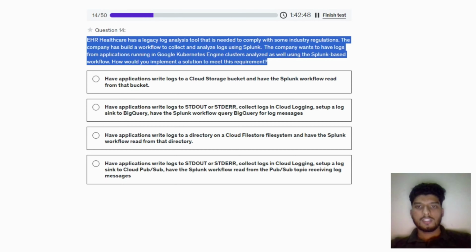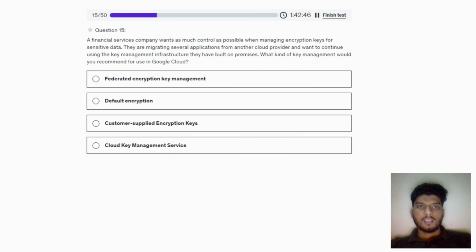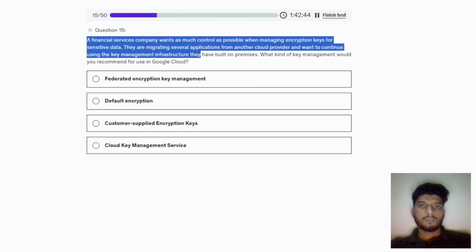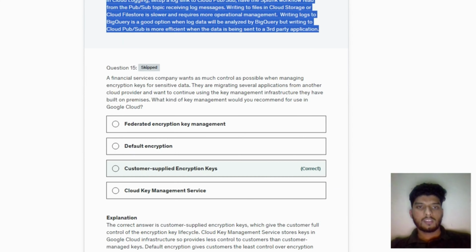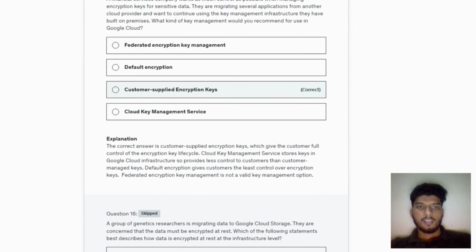The next question is, here's the question and you have to select the right answer from the below options. The right answer is customer-supplied encryption keys. Here is the explanation.